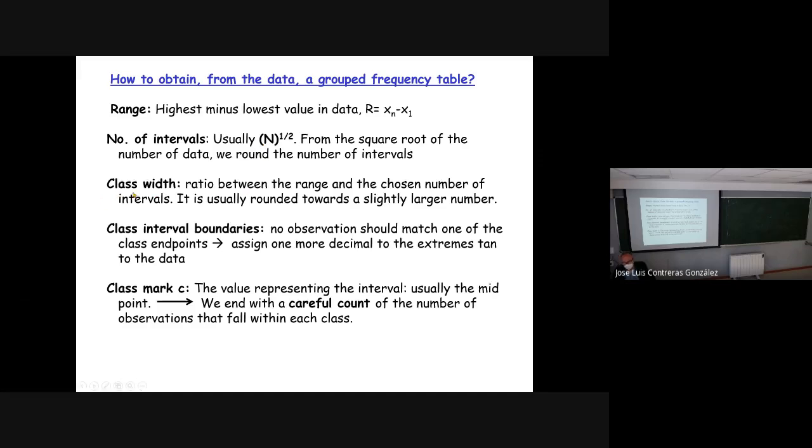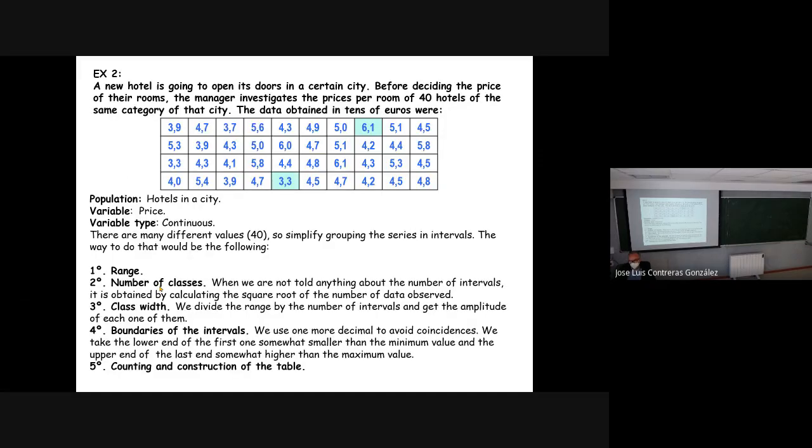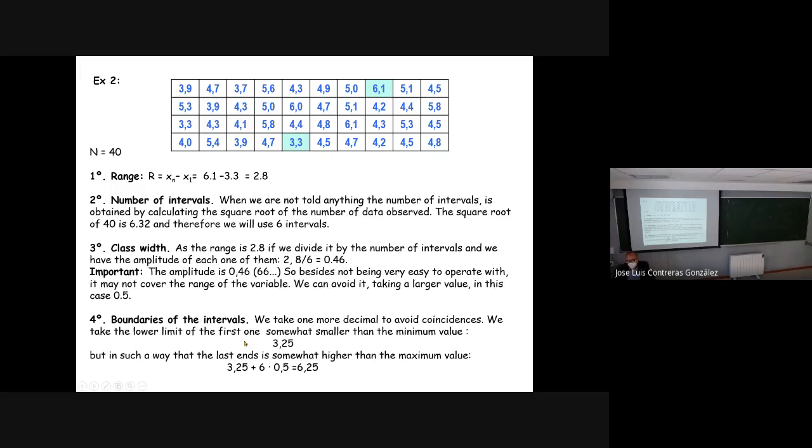Then we have to choose the class width, so the width of each interval, the boundaries, and the class mark. I prefer to explain it with the example. So let's go on with this example. First of all, the range, the number of classes, the class width, the boundaries. And what is the range? The range is the largest value minus the smallest one. So 61 minus 33 is 28 euros. That is the range.